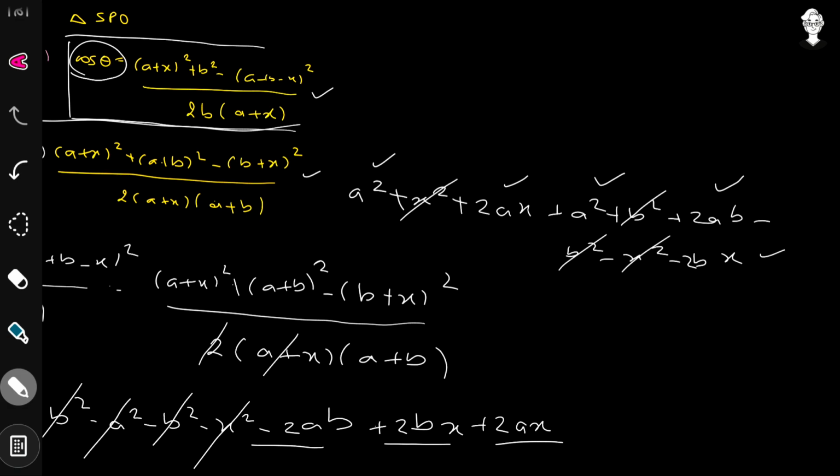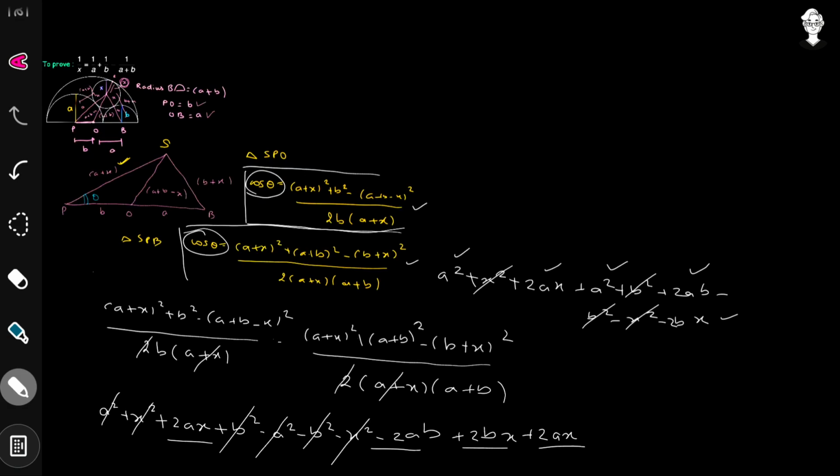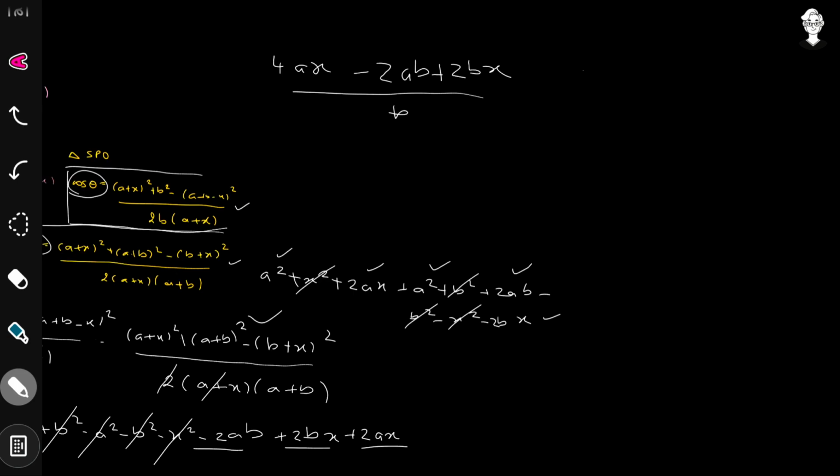So now let us write down the remaining things. The remaining thing from this side is 2ax plus 2ax, that is 4ax, minus 2ab plus 2bx, and the denominator contains b, that is over here. And what is remaining from this side is a square plus a square, that is 2a square, plus 2ab minus 2bx plus 2ax, and the denominator of this particular thing is going to be a plus b, and these both things are equal. Now let us simplify this thing.